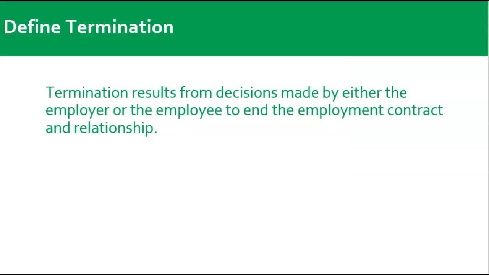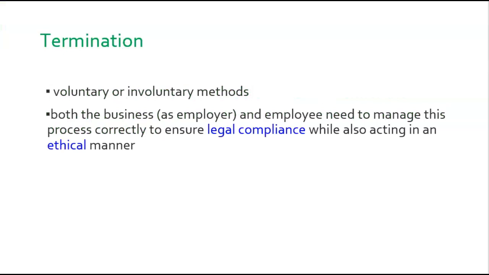So now on to the theory for this particular key knowledge point. We need to define termination. You need to know how to do that. Termination results from decisions made by either the employer or the employee to end the employment contract and relationship between the parties. So essentially that's what termination is.